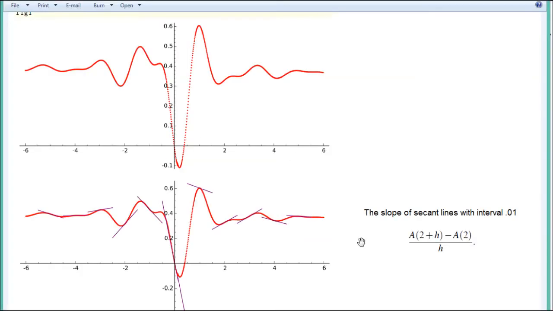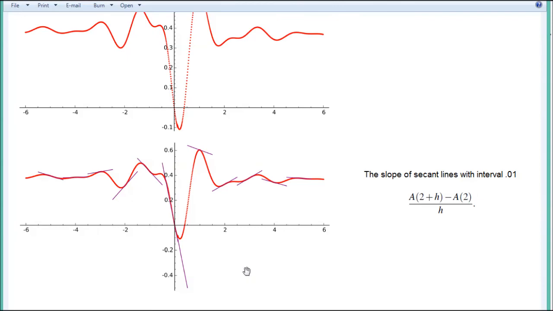And another part of the homework problem was sketching the secant line, but you were only asked to do the secant line at around 2. So what is the slope of the secant line at 2 with the interval 0.01? It was this formula, right? How much the y-coordinate changes, A of 2 plus h, that's the net area value. It would be the average rate of change of the net area, right? This is net area up to 2 plus h, minus net area up to 2, divided by how much the input changed. Okay, so things like that.